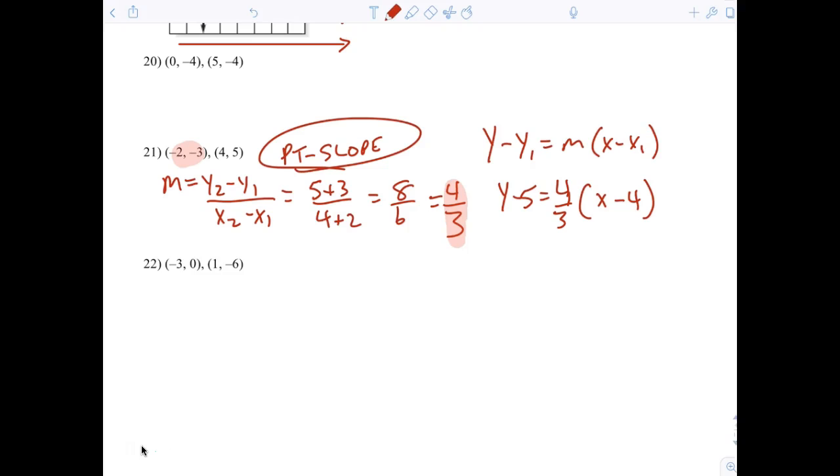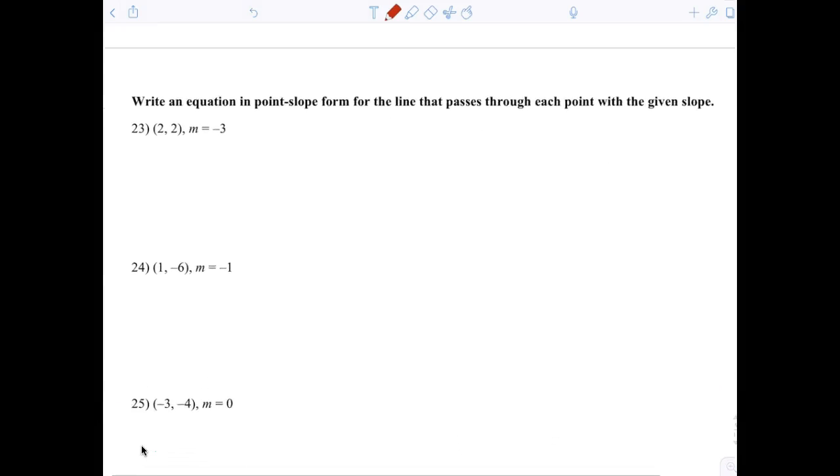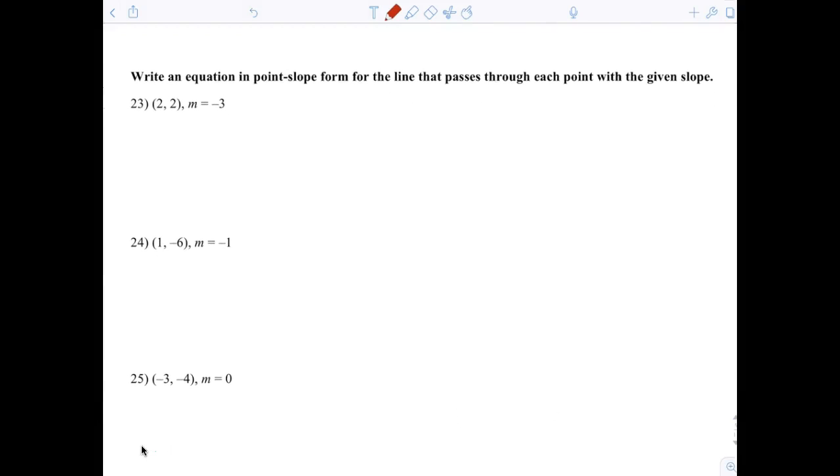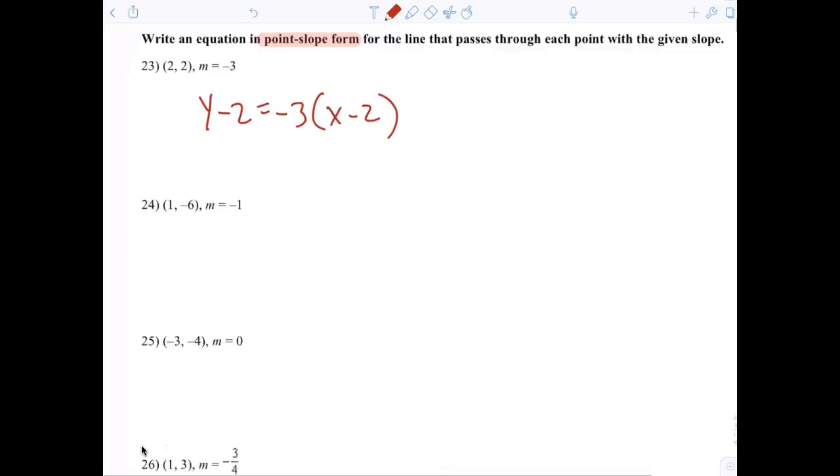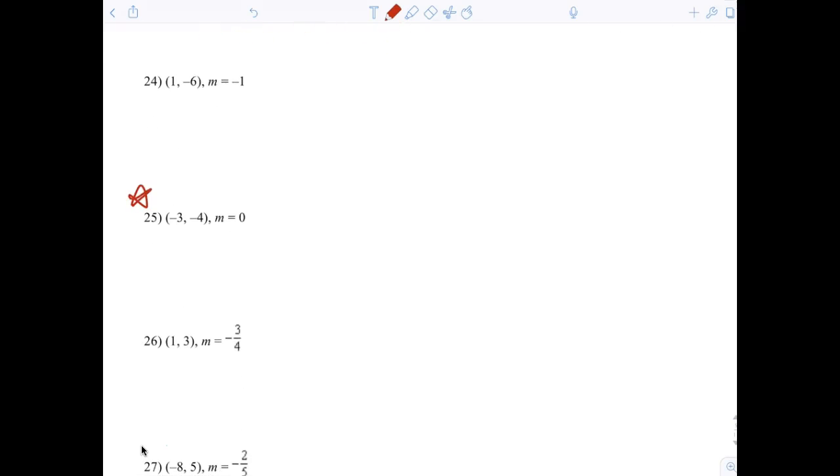All right, let's take a look at 23. Now here they clearly say do it in what? Point slope form. All right, Connor, you're up. Write the equation. Okay, y minus 2 equals -3 times x minus 3. Beautiful. Thank you very much. Very good. Number 25, put a star by number 25.